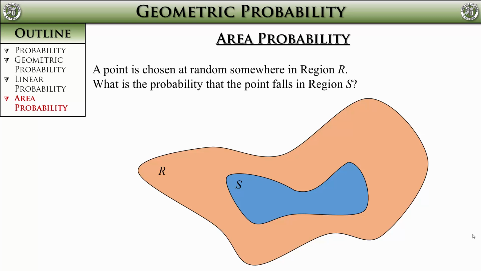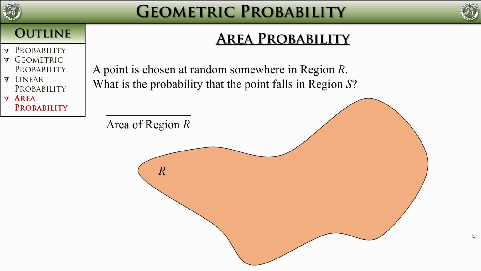For example, a typical question will tell you a point is chosen at random somewhere in a shape. Here that point is chosen randomly somewhere in region R. And then you'll be asked what is the probability that it falls within some other shape inside of that bigger shape. Here this question asks that what is the probability that point also falls in region S. The point can fall anywhere inside of region R, anywhere in this blob here. That is what would go on the bottom of your fraction.